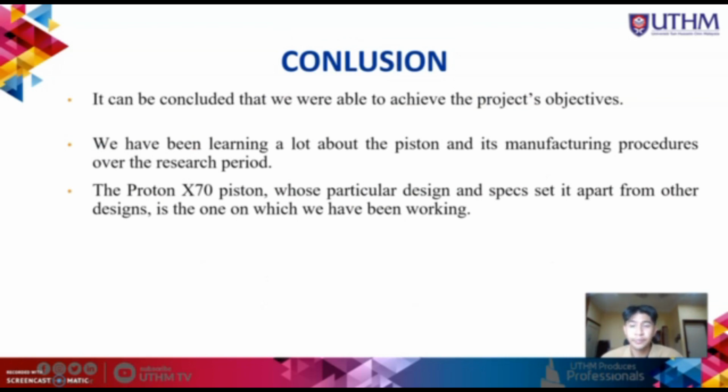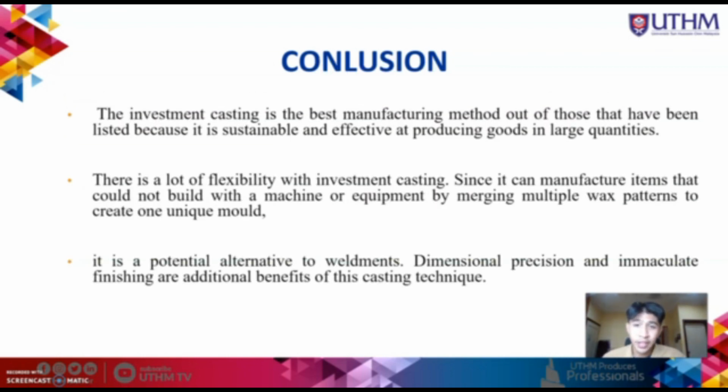For the conclusion, we were able to achieve the project's objective. We have learned a lot about pistons and their manufacturing procedure over the research period. The Proton X70 piston, whose particular design aspects set it apart from other designs, is one we have been working on. Investment casting is the best manufacturing method compared to shell mold and forging, because it is sustainable and effective at producing goods in large quantities.